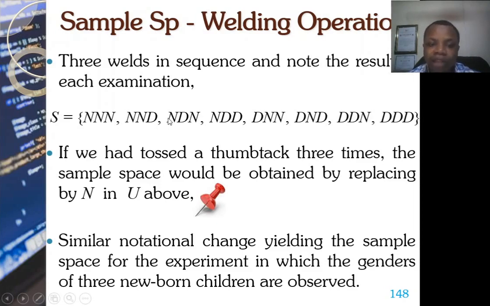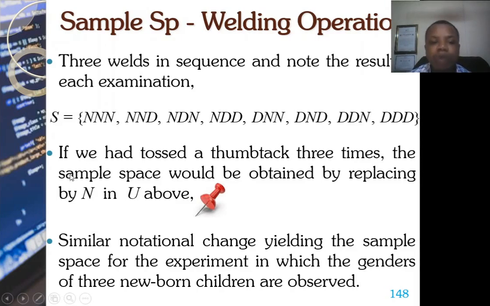It could also be that the first weld might not be defective, the second welding will be defective, while the third will not be defective. So we can continue until we get to this last event, where it could be that all the three sequence of welding will be defective. So once it comes to welding three materials all in a sequence, it's likely that we can get 1, 2, 3, 4, 5, 6, 7, 8 samples for this welding operation.